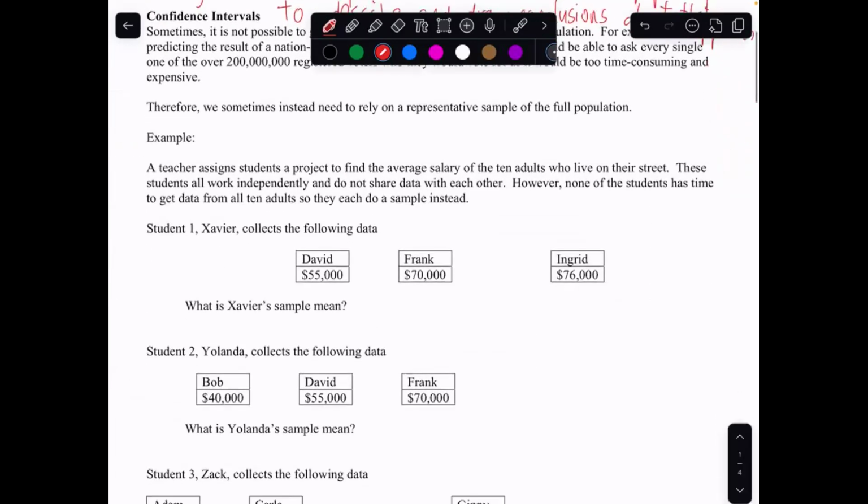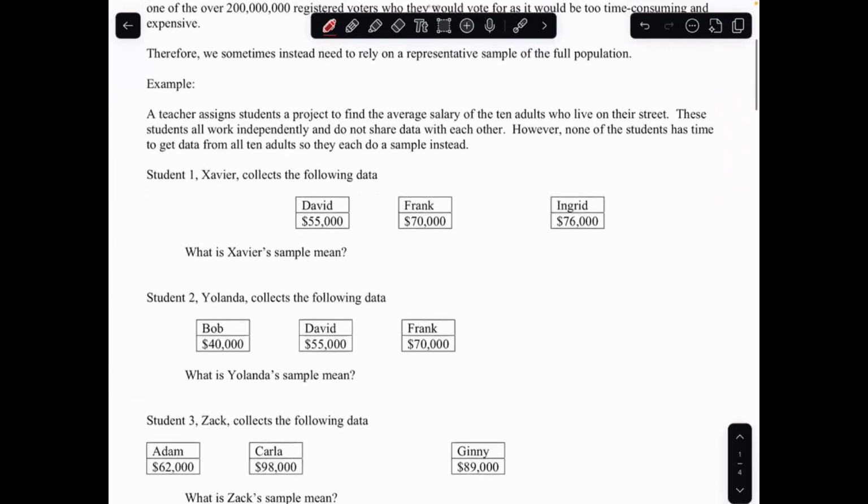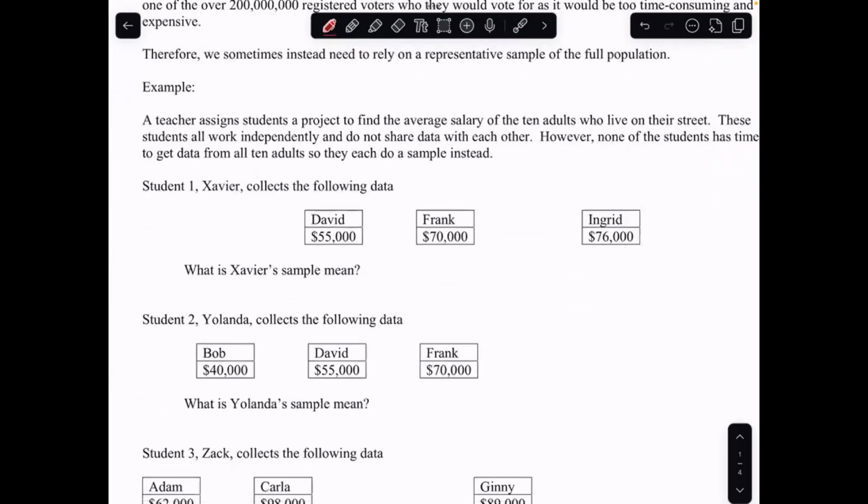Okay, so let's run through another example to try to understand this concept. A teacher assigns the students a project. They need to find the average salary of 10 adults who live on their street. All 3 of these students live on the same street, so they should all get the same answer, because they're all getting the same data. However, none of the students has the time to survey all 10 adults to get the true answer. So they all do a sample.